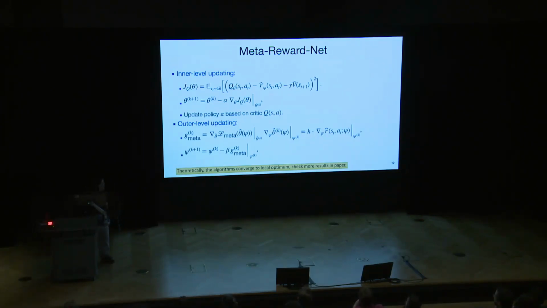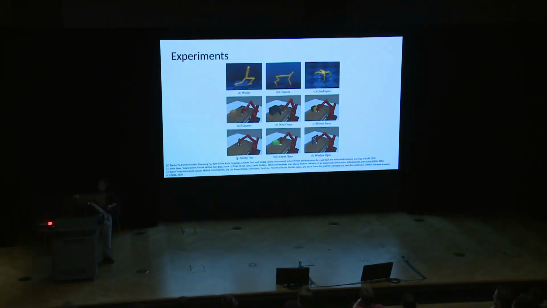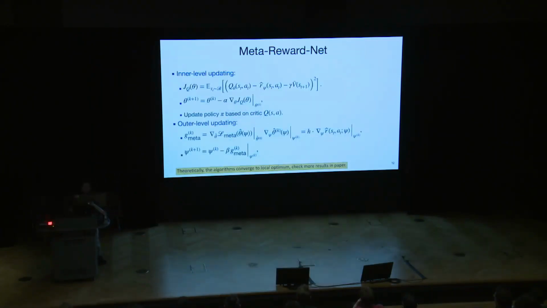Also, for this algorithm we have a convergence guarantee. With the inner loop and outer loop, the Q function would converge to a local minimum in this case. That's also not very important, it's just the technical side.